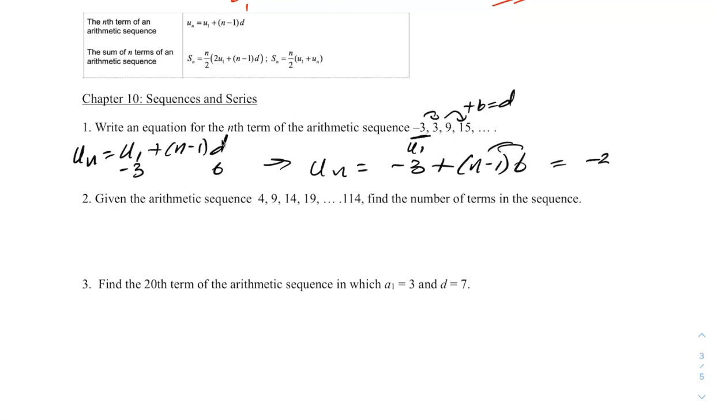Distribute, I get negative 3 plus 6n minus 6. Add like terms, and the general formula is negative 9 plus 6n, or 6n minus 9, which is probably a little nicer. Remember, if you want to find any term, like the 10th term, you just plug in 10 for n.